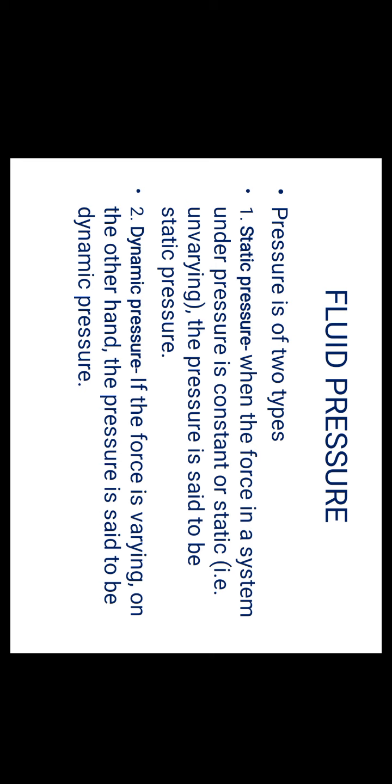Then pressure is of two types. First one is static pressure. When the force in a system under pressure is constant or not varying, the pressure is said to be static pressure. If the force is varying, then the pressure is said to be dynamic. Static means it does not move. Dynamic means it moves.